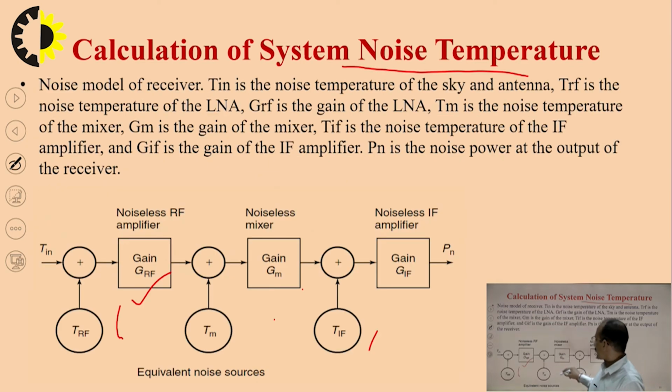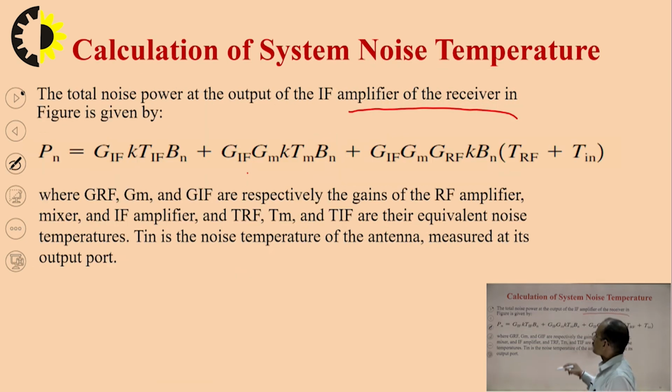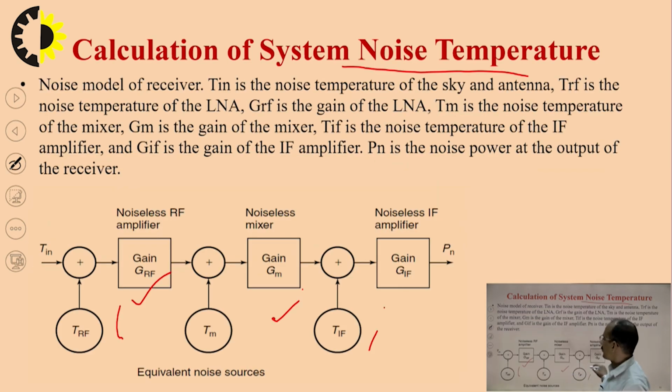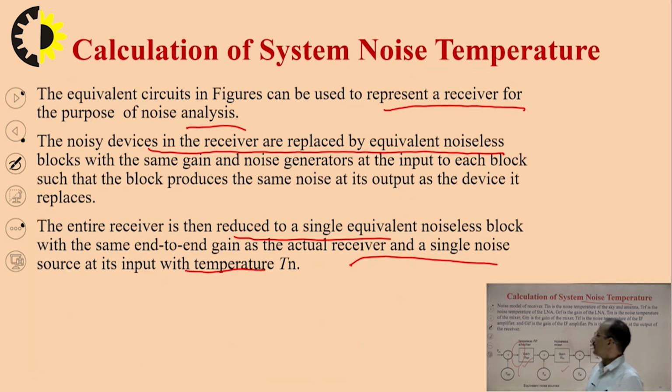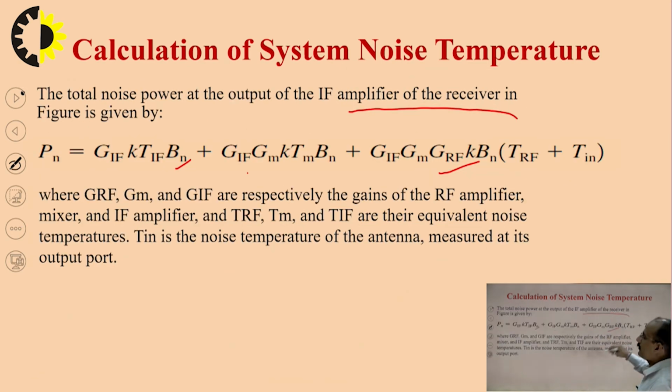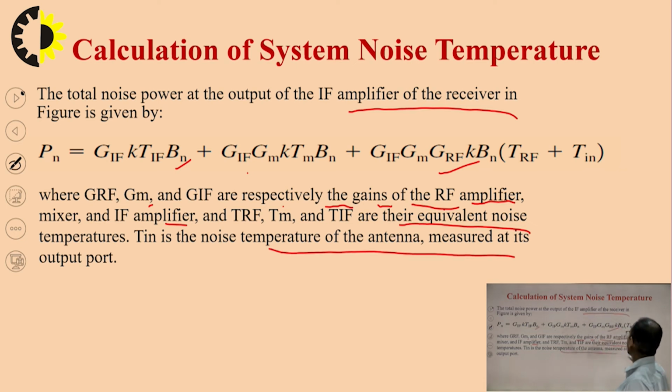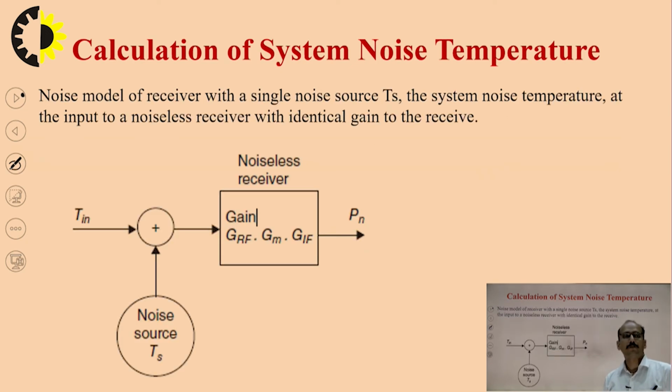This is due to this second stage, the IF part coming from here and this RF part coming from here. So we are going to consider all these points where GRF, GM and GIF are representing respectively the gain of the receiver RF amplifier, mixer, and intermediate frequency amplifier, and are the equivalent noise temperatures. So Tn is the noise temperature of the antenna measured at its output port. So this is the output. How is it going to be achieved?